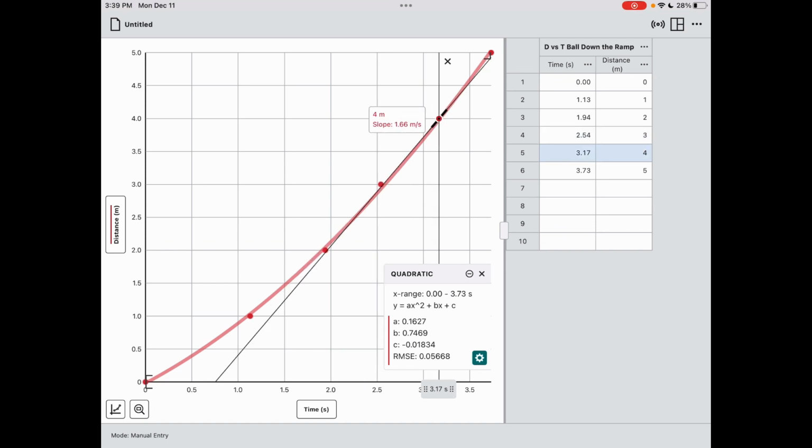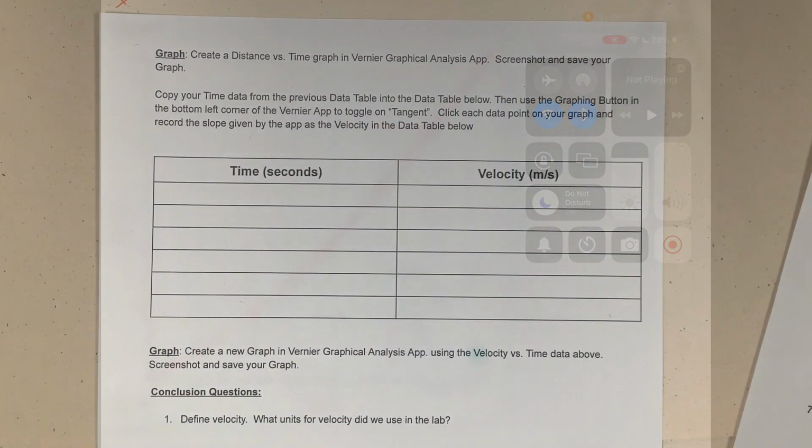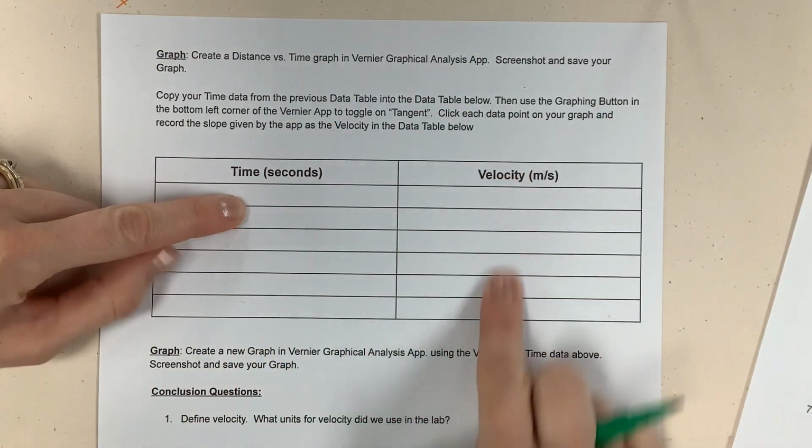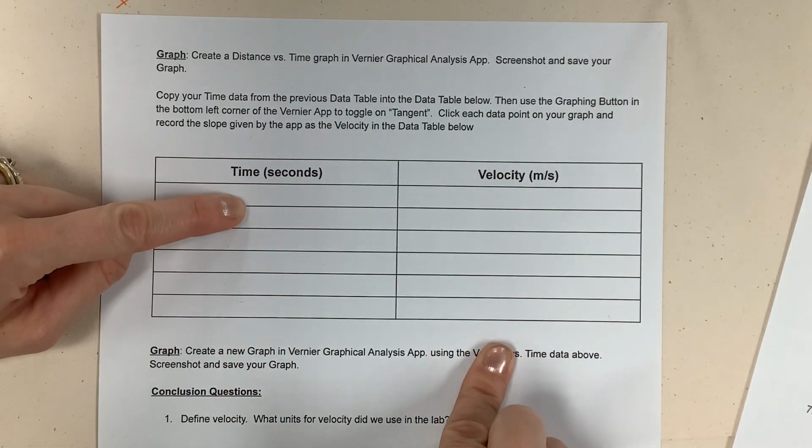Now I'm going to enter those numbers because each one of these slopes is the speed. Slope of a distance versus time graph is the speed. So when I look at the slope at each point, it's telling me what the speed is at that point. Then I'm going to enter that into the second data table. Okay, here's the data table, on the back. I'm going to transfer my time, and then I'm taking that velocity from those tangent slopes on the graph.